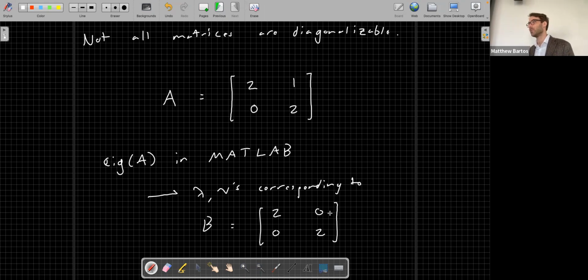And unfortunately, the only way to compute the Jordan form is to do it symbolically. So there are symbolic toolboxes in MATLAB or Python to do it. But I just want to give you this caveat: don't necessarily trust your computer and what it's telling you.